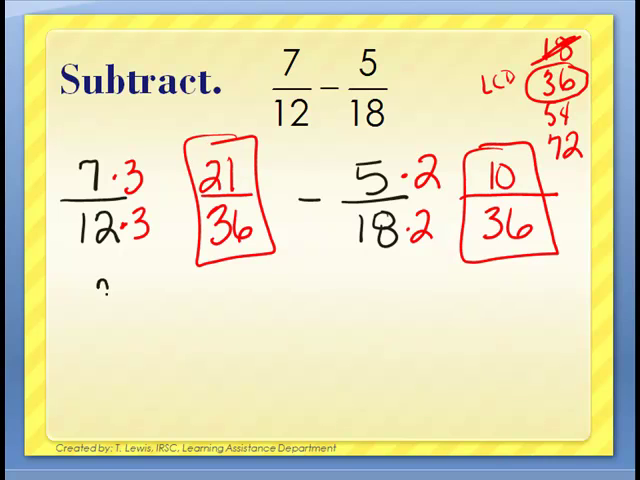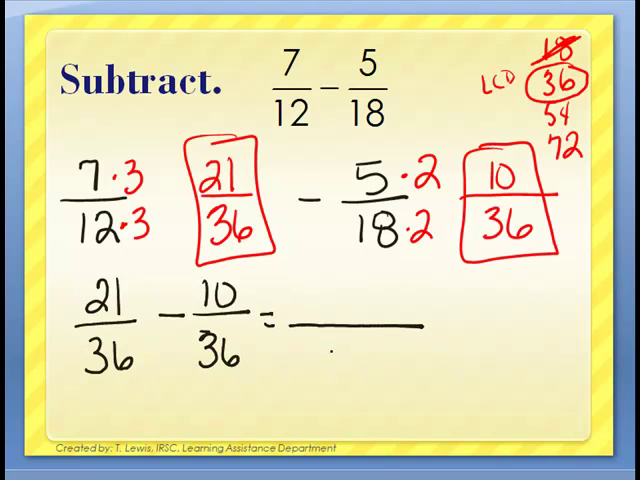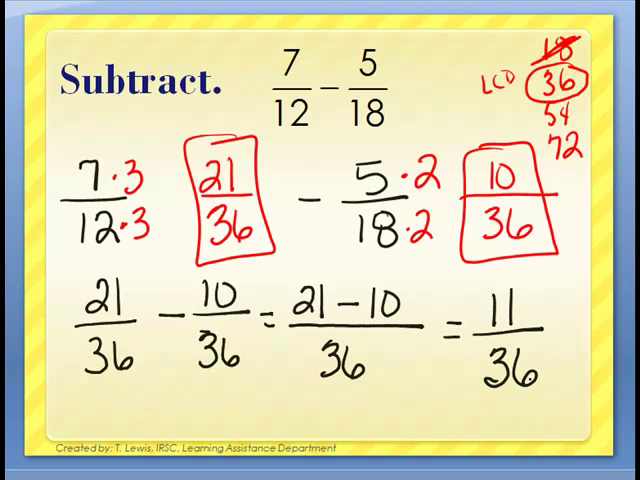So now we have 21 over 36 and 10 over 36. Now our denominators are the same, 36. Bring together your numerators, 21 and 10. We're going to subtract 21 and 10. And we have 11 over 36.